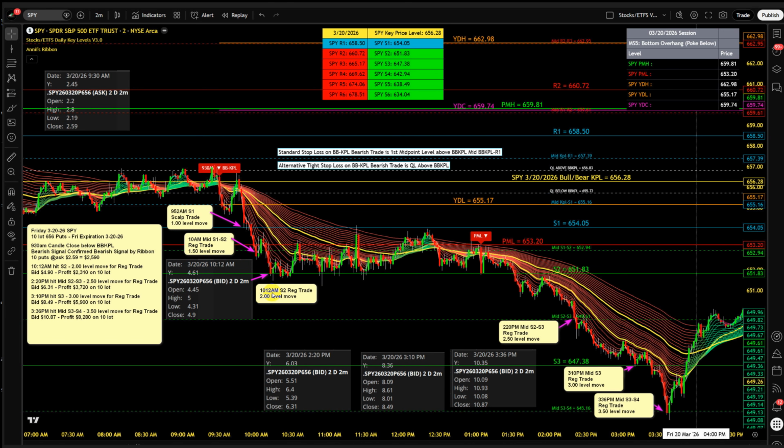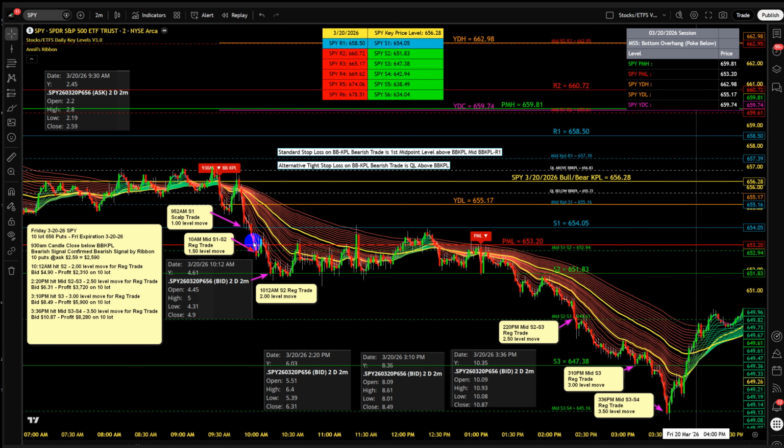Now here on the 10:12 a.m. candle, we have a hit of the S2. So on a regular trade, the 2 level move in your favor is considered the ideal minimum move. And here on the 10:12 a.m. candle, we have a hit of the S2 level, and that again, using the same process, here is one level, 1.5 levels, and 2 levels.